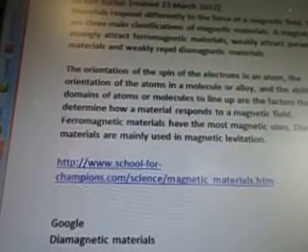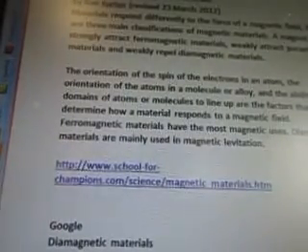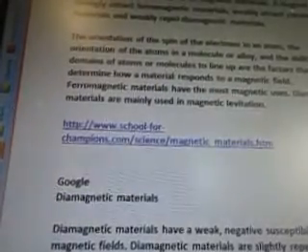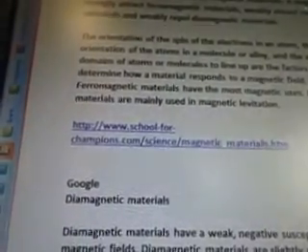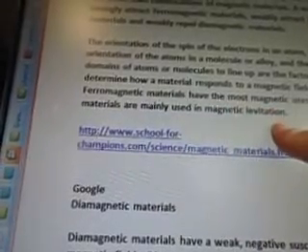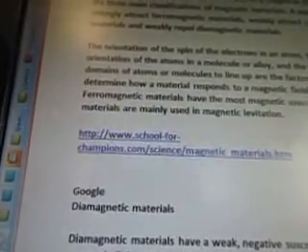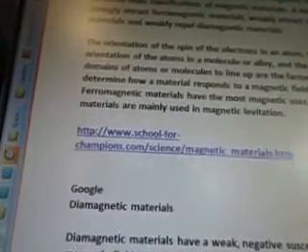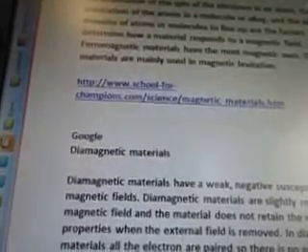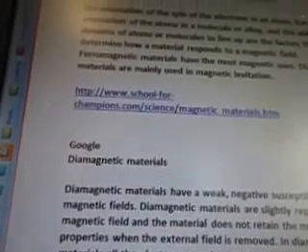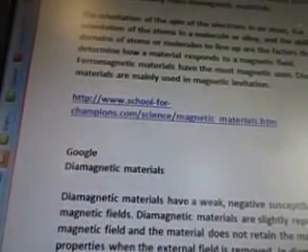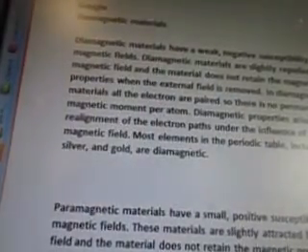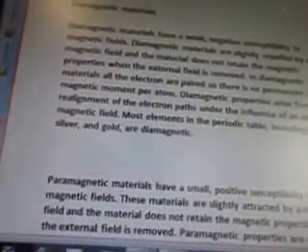Ferromagnetic materials have the most magnetic uses. Diamagnetic materials are mainly used in magnetic levitation, which is what we want for our space elevator design. We want magnetic levitation, and for the spaceship as well, so that it pushes the spaceship up into outer space without having to use fuel. Okay, www.school-for-champions.com, that's the website I found it on. So I'm going to Google diamagnetic materials to see what I can find.